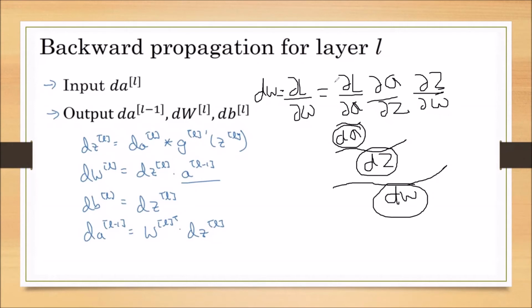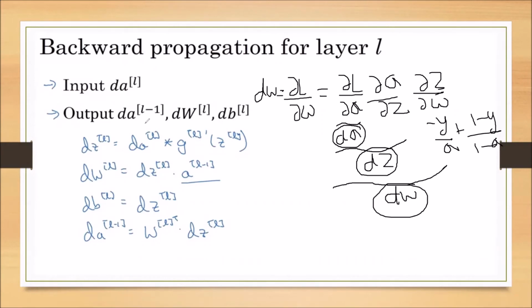So dA means dou L by dou A. L is minus Y log A plus 1 minus Y log 1 minus A. When we differentiated, we got minus Y by A plus 1 minus Y by 1 minus A. This is dA. This is fixed for the last layer we are calculating; depending upon the layer, this value we can represent.